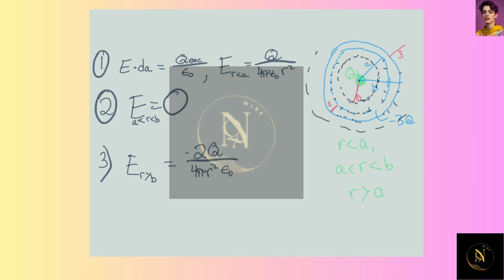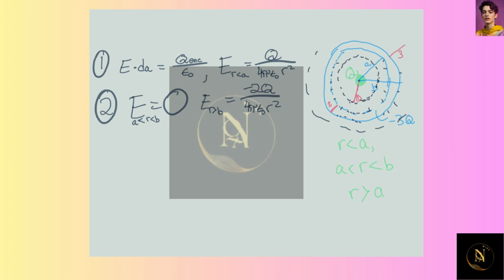Let me move this up here because we're going to need a little bit more room than I was anticipating. E for r greater than B equals negative 2Q over 4 pi epsilon naught r squared.